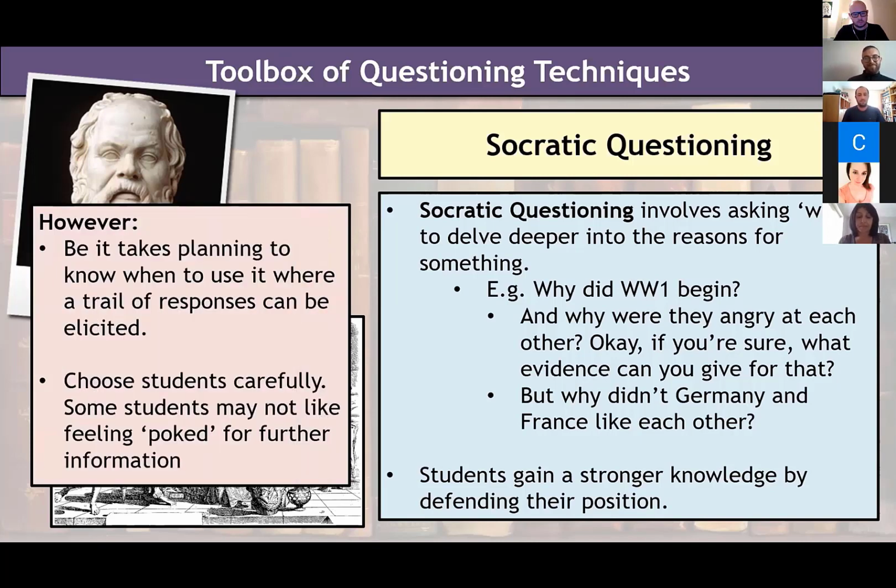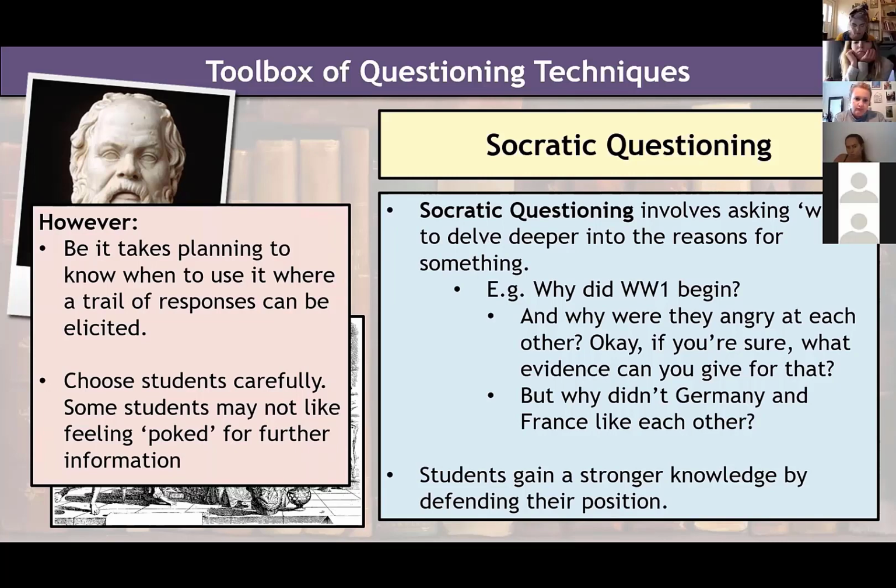They do take a bit of planning though, because you've got to have that trail of answers that you can expect to have from students. And again, you can bounce if students don't understand it and get more. And some students don't like being poked, to be fair. Some people don't like that. So get to know your students, and as you do it, try out these different ones.